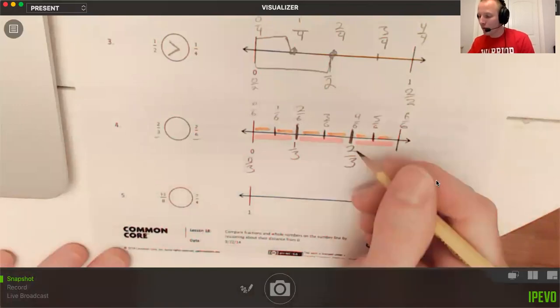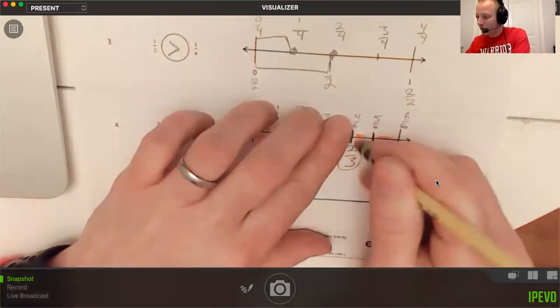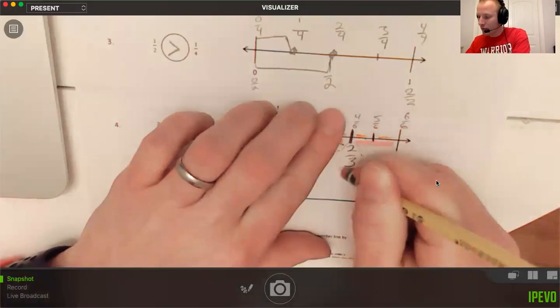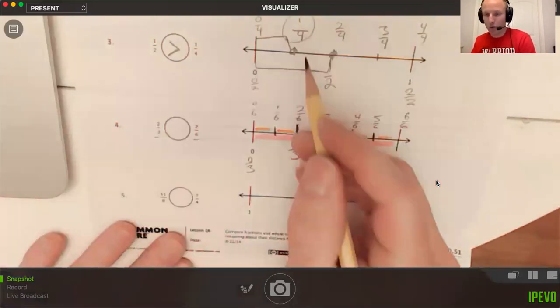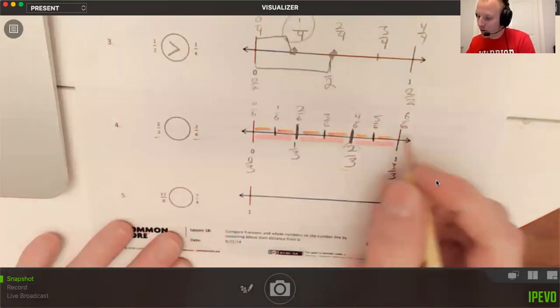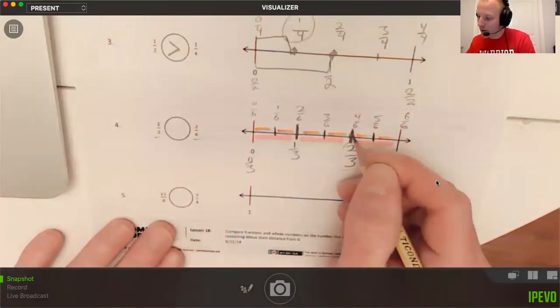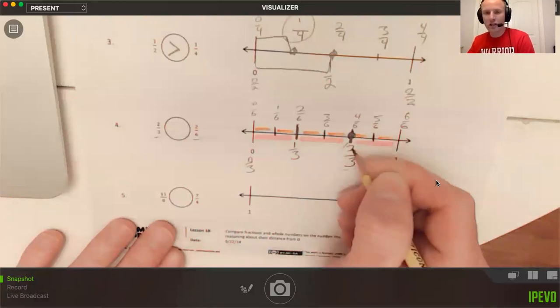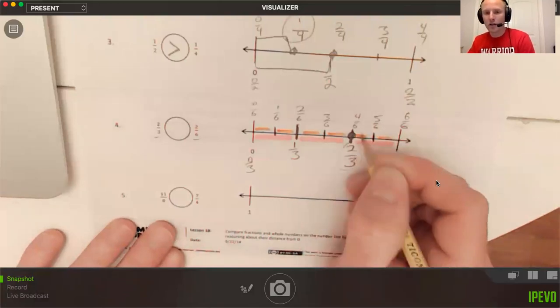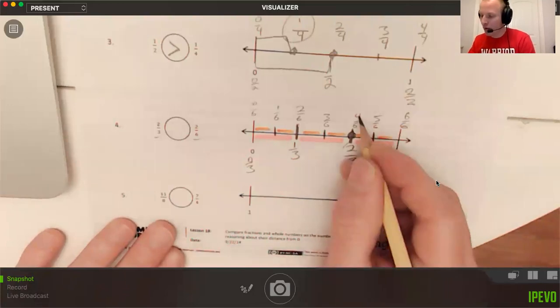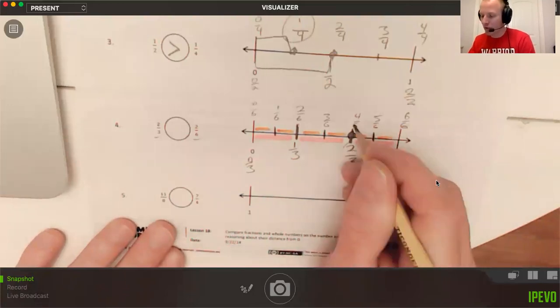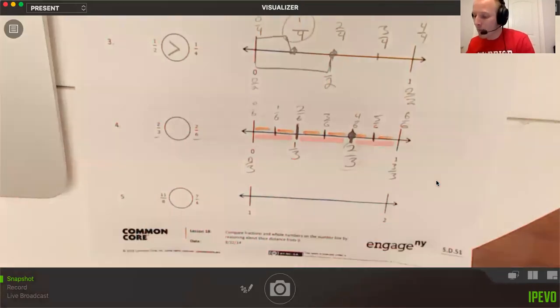So I'm comparing this. Oh, I shouldn't circle that one. Sorry. I should have circled the 1/4 up there. I should look at this point right here. We can see that 2/3 is actually equal to 4/6. 2/3 and 4/6 is the same thing. If I take 2 and divide it, 4 divided by 2, I get 2. If I take 6 and divide it by 2, I get 3. So that means they're equal.